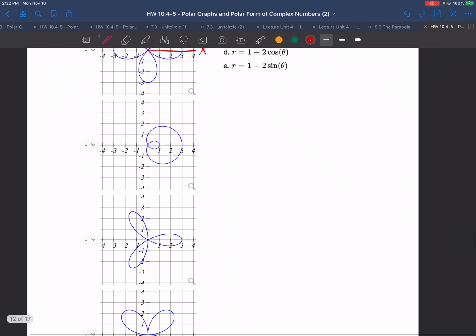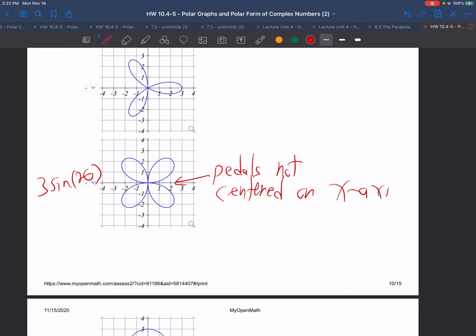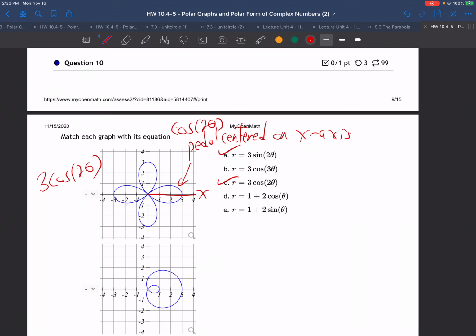All right. Next, let's go find the other one that's sine. It's got 4 branches. There it is. This has got to be 3 sine 2 theta, because see how the petals are not centered on the x-axis, right? We don't have a petal like this. The petals are right here and right there, and they're not right in the middle of the x-axis. So there's no petals centered on the x-axis. So this one's going to be the sine, 3 sine 2 theta. So we get those two.